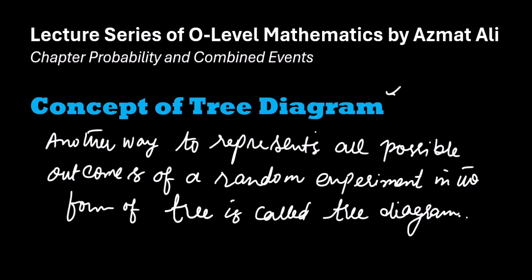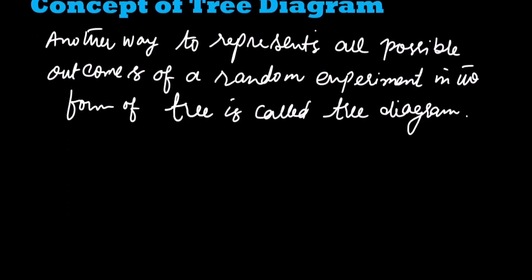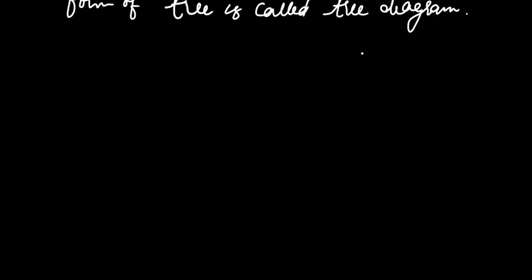Let us elaborate the concept of tree diagram with the help of some examples. Suppose we have to make a tree diagram in the case of two coins. In set notation, when you toss two coins, your sample space is head head, head tail, tail head, tail tail. So these are the four possible outcomes for a sample space of two coins. Let us make the tree diagram of this sample space when you toss two coins.